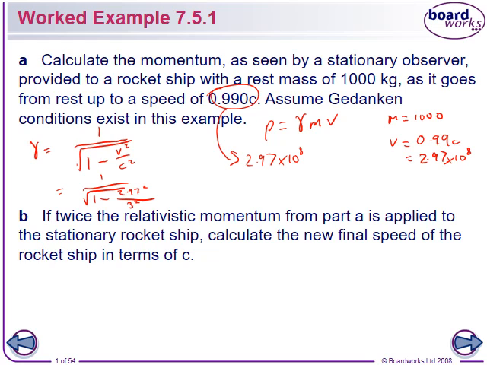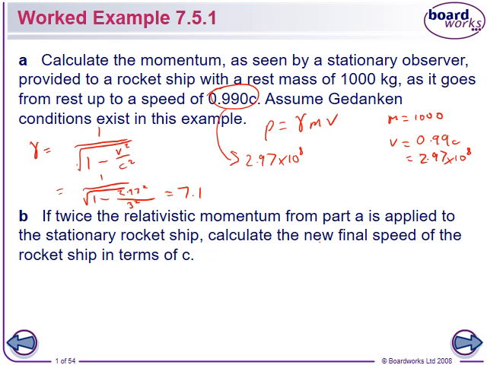Okay, so 0.99 times 3. Don't mind me just working this out. Not that I don't trust you guys. So 1 minus that. Square root of that. 1 over that. Yep, you're right. 7.1. Sorry for doubting you, not that I ever did. So our Lorentz factor is 7.1.